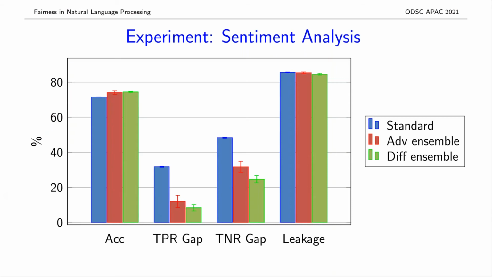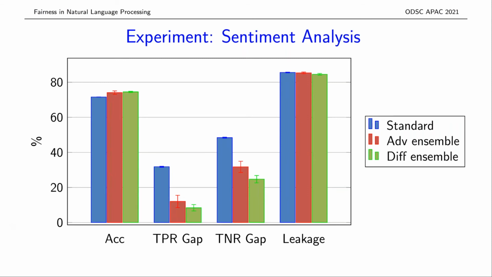So accuracy, obviously, higher is better. What we have in the blue is just a standard model without adversarial discrimination. In the red, we have an unconstrained set of 3 discriminators. In the green, we have this orthogonality constrained set of 3 discriminators versus TPR gap, TNR gap, and leakage, where the lower, the better. So ideally, we want our gap metrics to be 0 for it to be a truly fair method. And what we're observing is both the variance goes down.